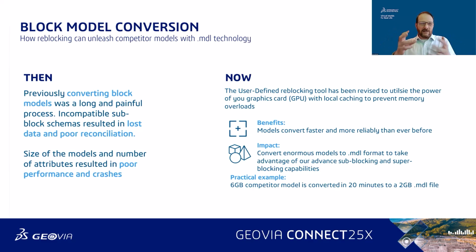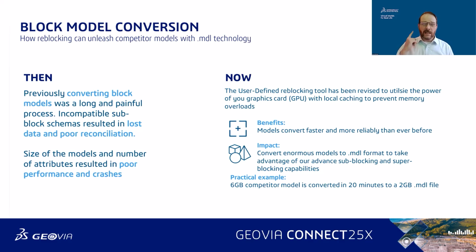And by doing that, you'd take what was already quite a large model and you'd blow it up into something enormous, which would inevitably overload the amount of memory you've got in your machine, and Surpac would either crash or it would take a very long time to complete. What we've done now, though, is we've changed the way that our reblocking tool works. We're using a new function called the User Defined Reblocking. This User Defined Reblocking has two major improvements over the previous releases.